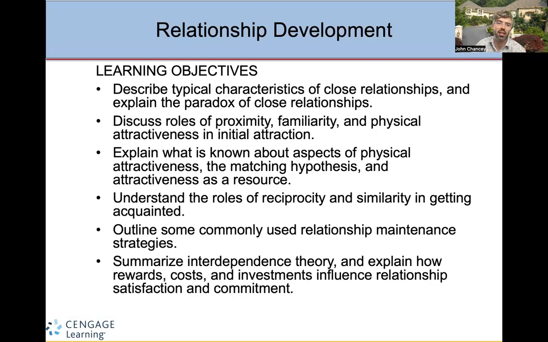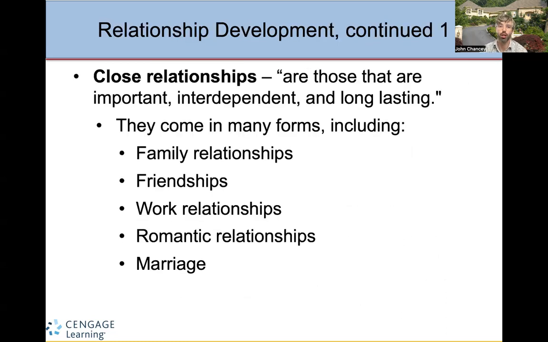So we'll start off with some learning objectives. After this section on relationship development, how we form relationships, you should be able to describe typical characteristics of close relationships and also explain the paradox of close relationships, discuss roles of proximity, familiarity, and physical attractiveness in initial attraction, explain what is known about aspects of physical attractiveness, including the matching hypothesis and attractiveness as a resource. You'll also be able to understand the roles of reciprocity and similarity in getting acquainted, like getting to know somebody, and outline some commonly used relationship maintenance strategies. Once you've established a friendship or a relationship, how do you keep it going? And then summarize interdependence theory and explain how things like rewards, costs, and investments influence relationship satisfaction and commitment to the overall relationship. So really what we're talking about is how do we develop close relationships with other people?